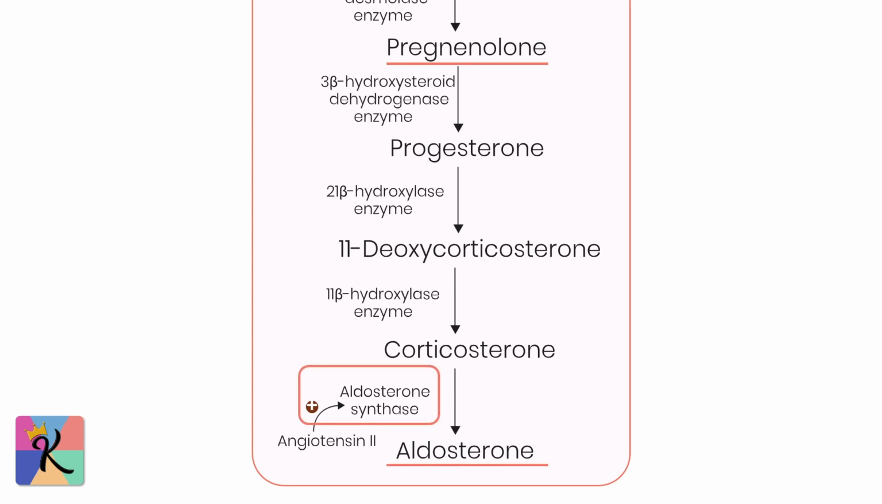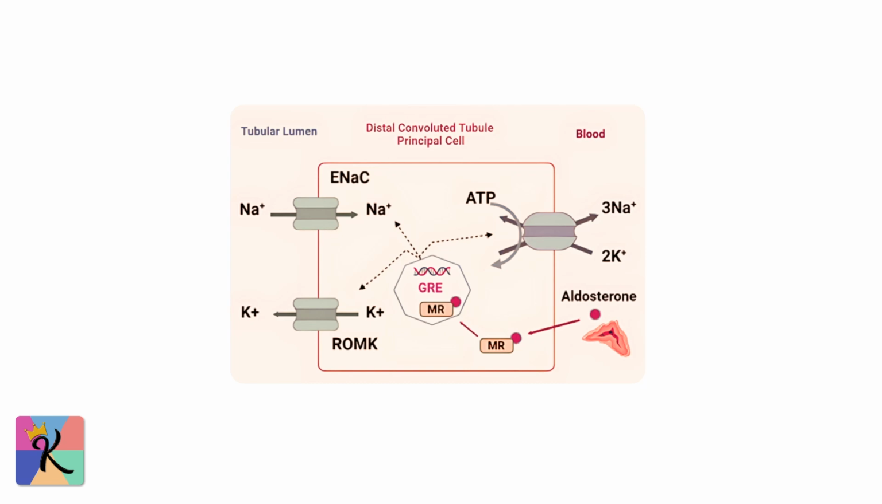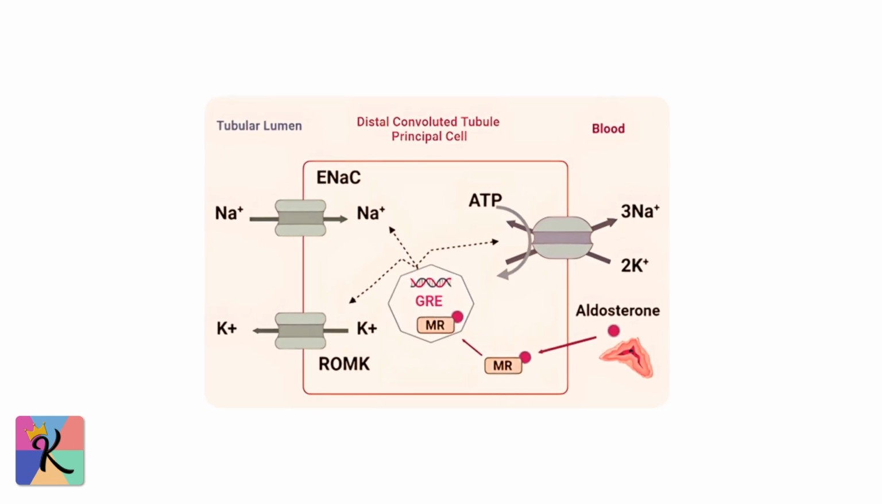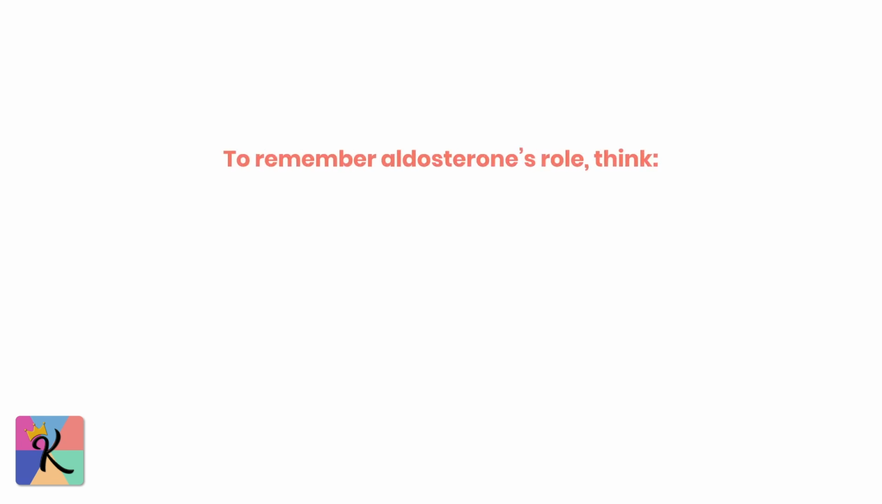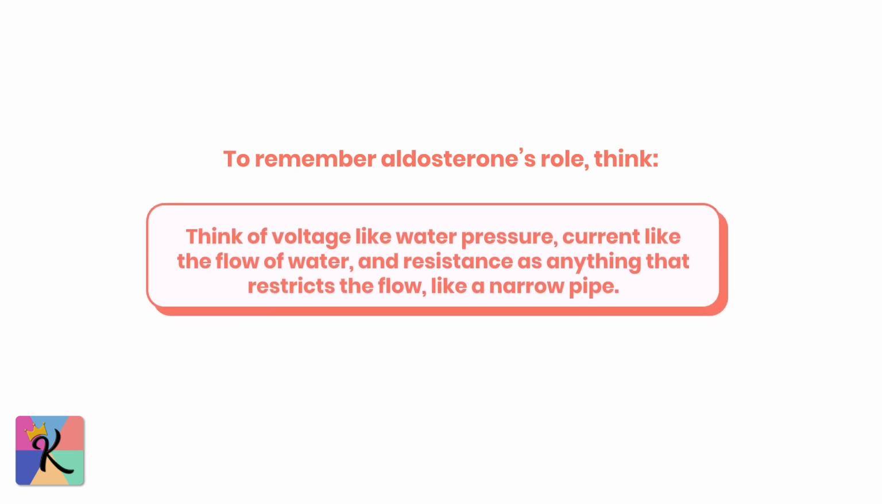Through a series of steps involving enzymes like 3B-hydroxysteroid dehydrogenase, 21-hydroxylase, and 11B-hydroxylase, pregnenolone is ultimately converted to aldosterone by aldosterone synthase. Aldosterone binds to receptors in the distal tubules and collecting ducts of the kidneys, increasing the expression of sodium-potassium pumps. Sodium is reabsorbed into the blood and water follows, increasing blood volume and pressure. At the same time, potassium is excreted in the urine. To remember aldosterone's role, think: aldosterone adds sodium to the blood.